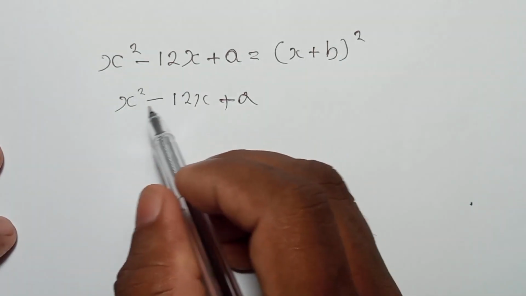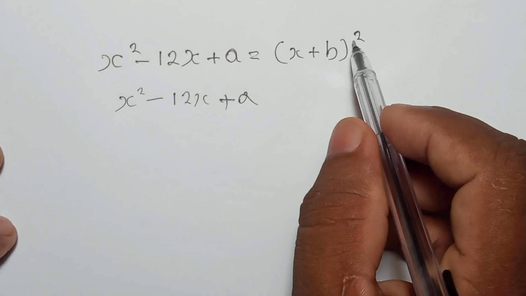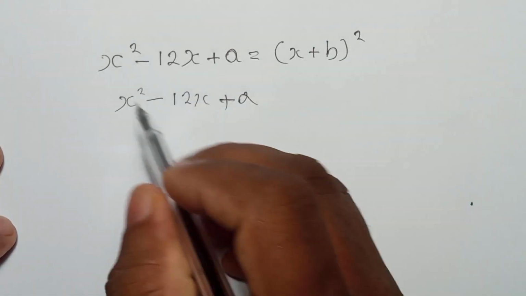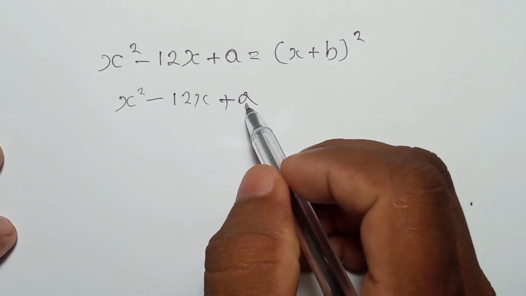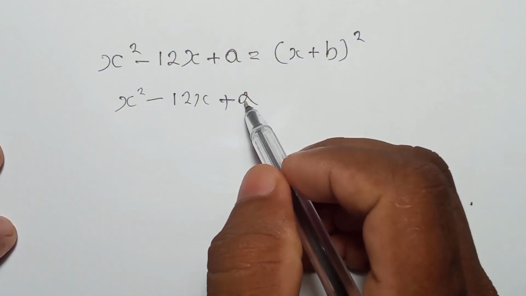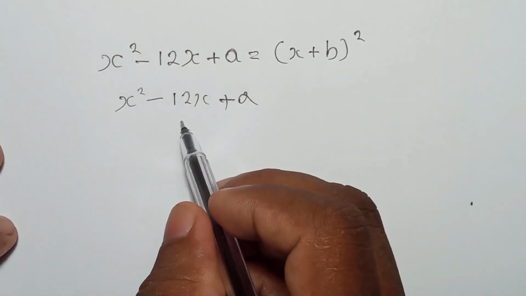But to be a complete square, this is like a complete square, right? So how do we make this a complete square? What should be the a for that? To be a complete square, what should the a be? So this is the way we do it.